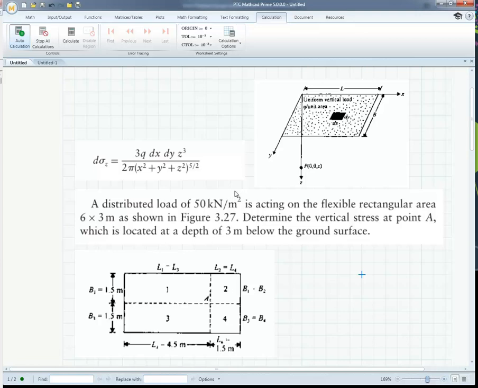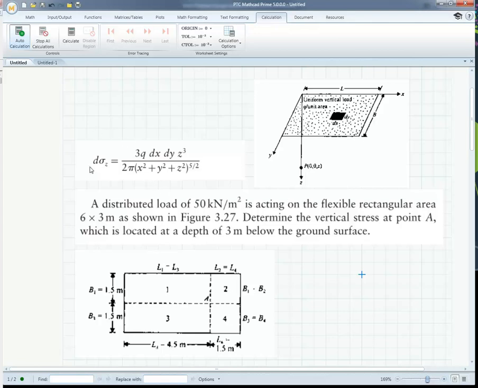In this video, I want to do a little calculus here with Mathcad. This is a problem you often run into in foundation engineering, where you have a flexible foundation in the form of a square or a rectangle, and you're looking to find the change in stress at some point beneath one of the corners.